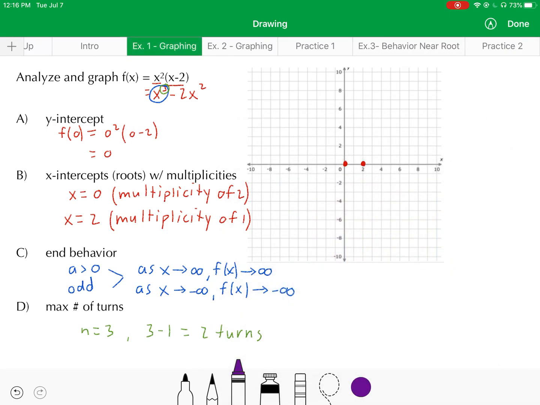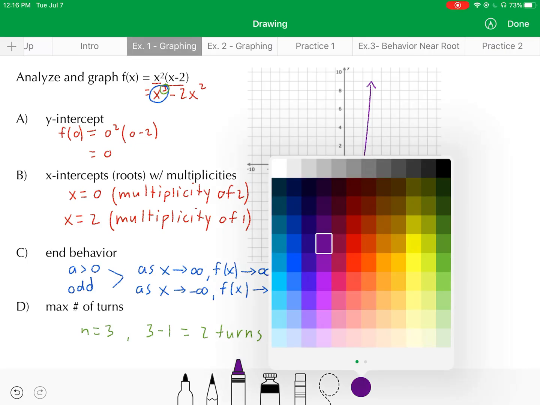All right, so based on all of that information, I should be able to come up with a pretty good rough sketch of this curve here. So I know that the left side starts down low, the right side finishes high. I know I'm supposed to behave kind of like a parabola at x equals 0 and like a line at x equals 2, okay? Based on all of that, I can sketch the curve to be doing something like this. Okay.